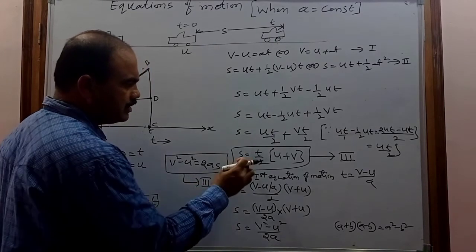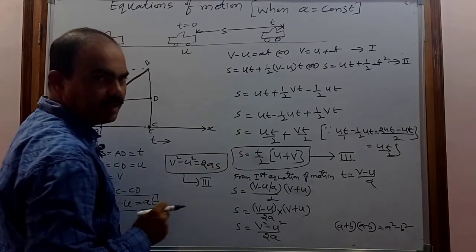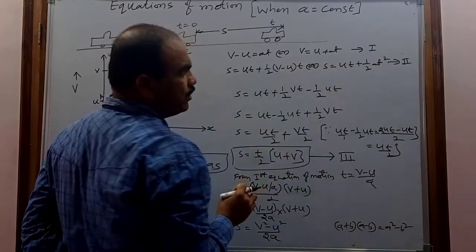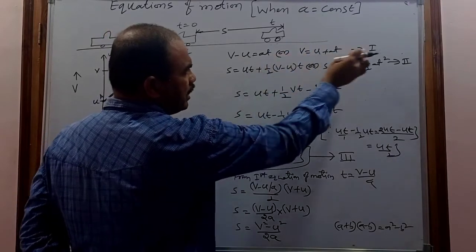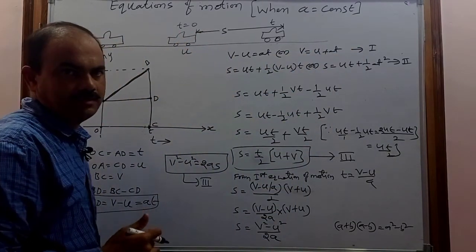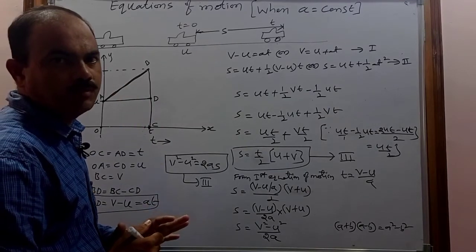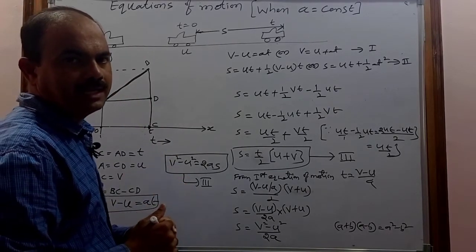These are the two forms of the third equation of motion, these are the two forms of the second equation of motion, and these are the two forms of the first equation of motion. So this is about the equations of motion when the body is moving with uniform acceleration.